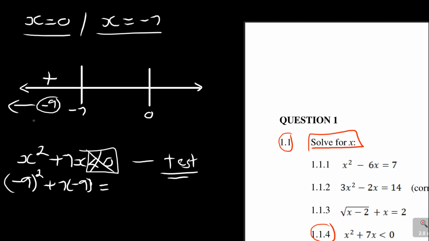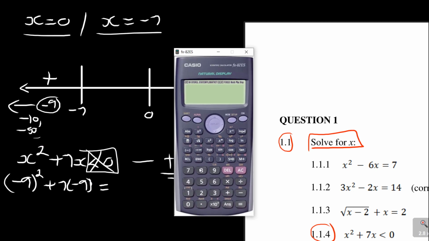You can test any number. It can be minus 10, it can be minus 50, anything that you test will always give you a positive. For example, if I use the calculator here and try negative 50, I've got bracket minus 50 squared plus 7 times negative 50. Seeing that, the answer will always be positive. So what is important is not the answer but the sign.